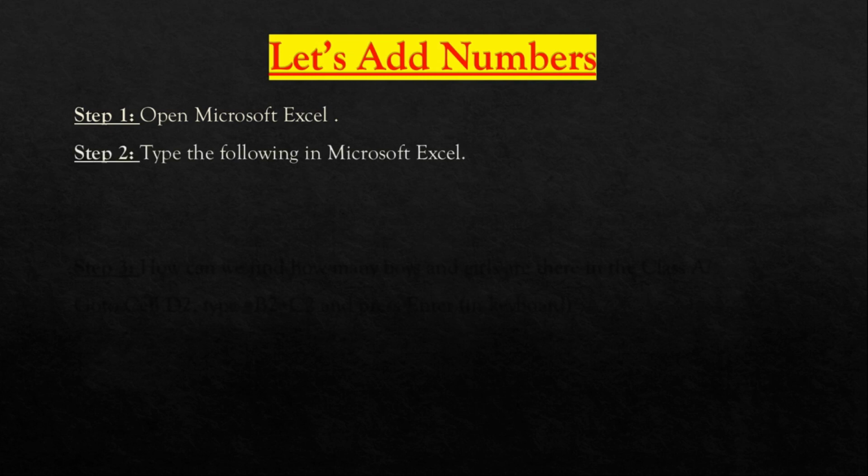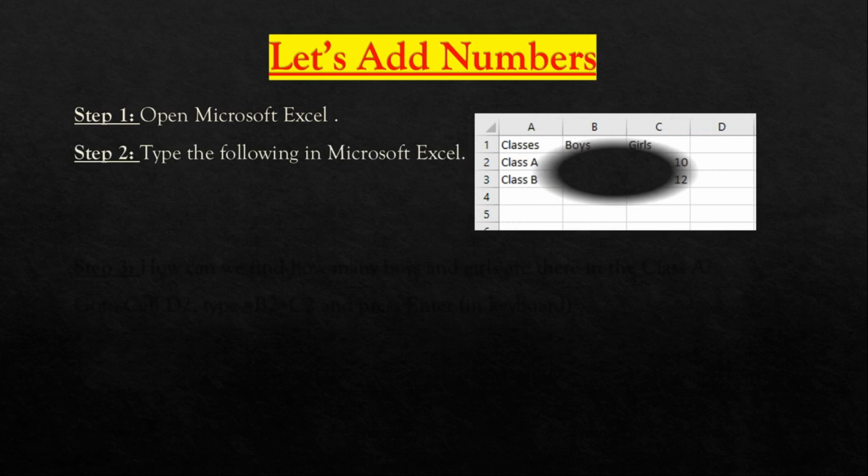Let's add some numbers. So step 1 is open Microsoft Excel. I hope everybody knows how to open Microsoft Excel. Step 2. Type the following in Microsoft Excel. Here we have classes. There are two classes, A and B, boys and girls, and there are numbers. So I want you guys to write this in your computer in Microsoft Excel software.